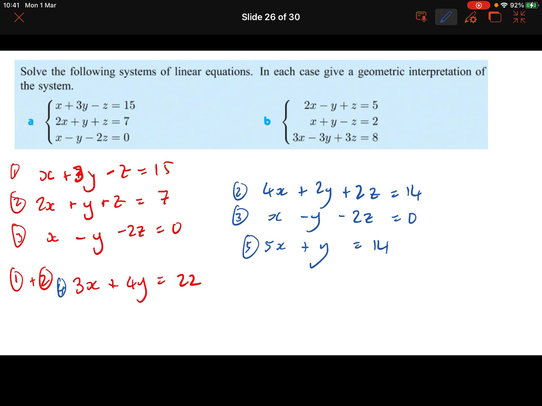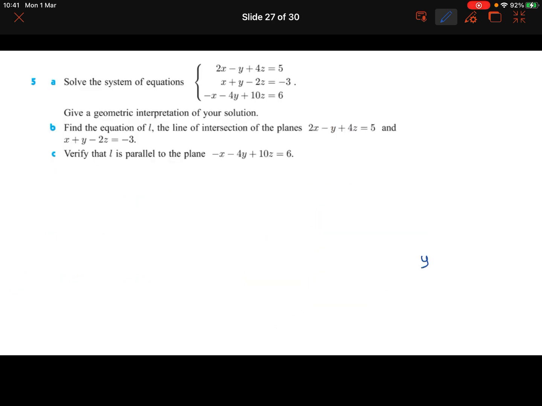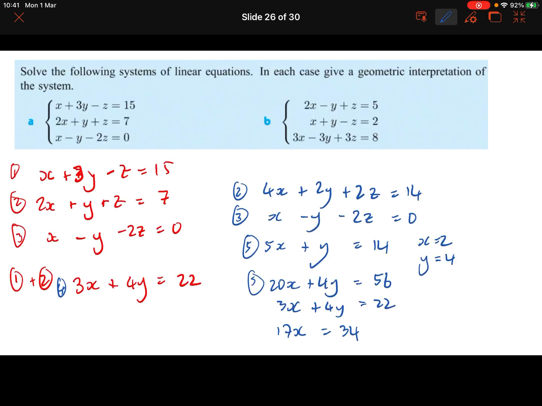How am I going to do that? I'm going to change 5 to 20x plus 4y equals 4 lots of 14, which is 56. And then 3x plus 4y equals 22. So subtract, I'm going to get 17x is equal to 34. So x is equal to 2. If x is equal to 2, let's sub that back in. I think we'll see that y is equal to 4.